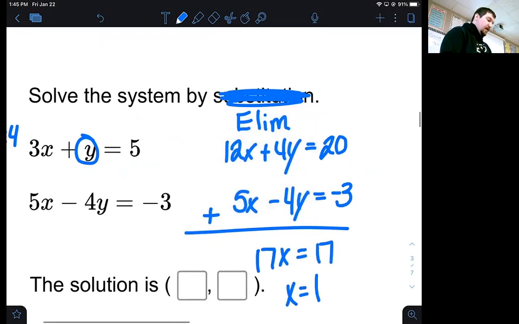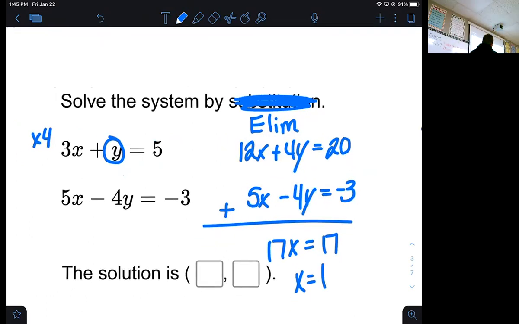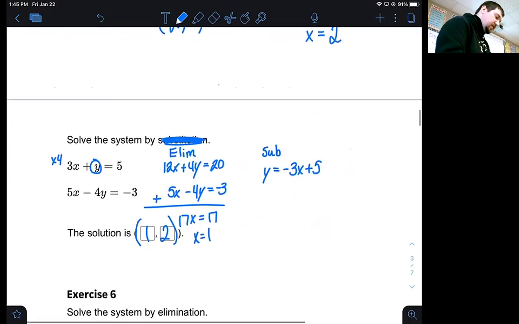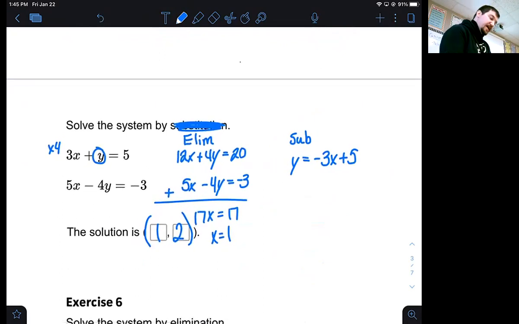Yep. Plug it into the top equation. 3 plus what gives me 5? 2. If you did substitution, you would have plugged that negative 3x plus 5 in for the y on the bottom here.